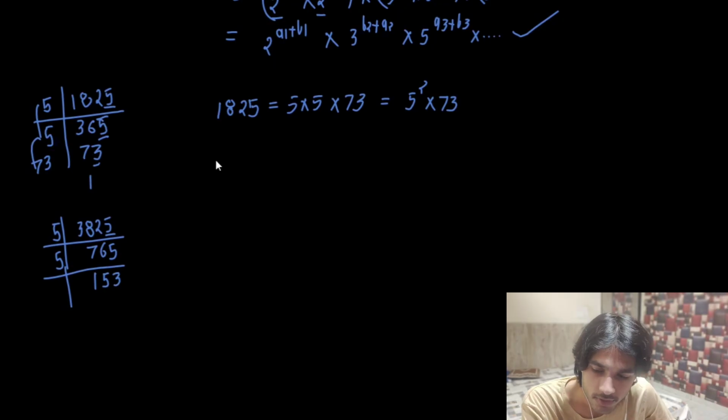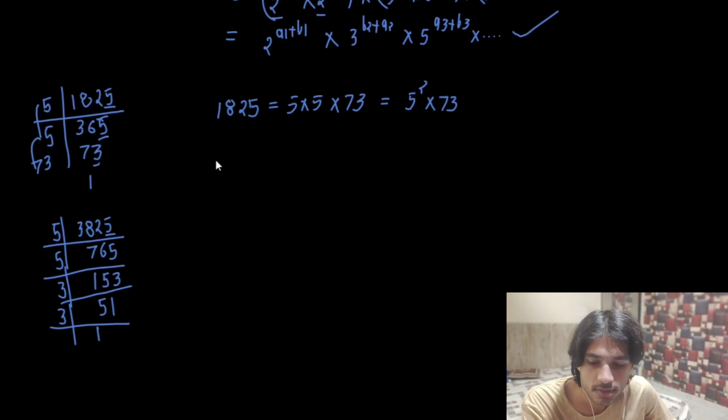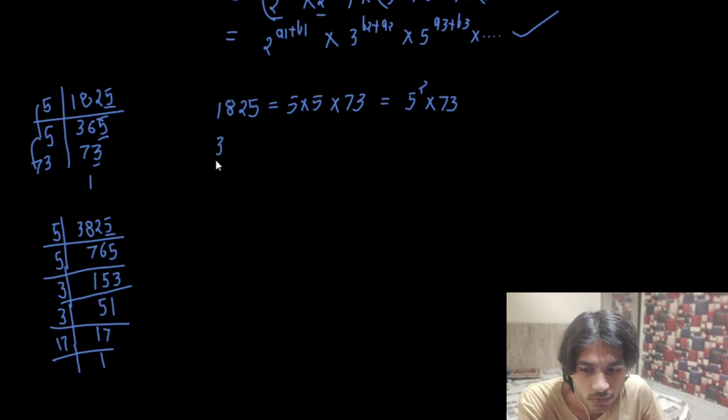5 threes are 15. Then 3 fives are 15. And then 3 ones are 3. Again 3 ones are 3. So remainder will be 2, carry will be 1, 21, 3 sevens are 21. And then 17 ones are 17, because 17 is a prime number. So the prime factorization of 3825 is going to be 5 multiplied by 5, so 5 square, multiplied by 3, multiplied by 3, so 3 square, and then 17.